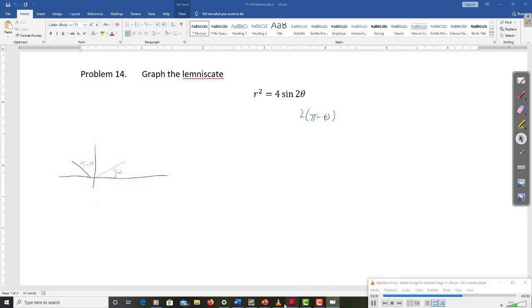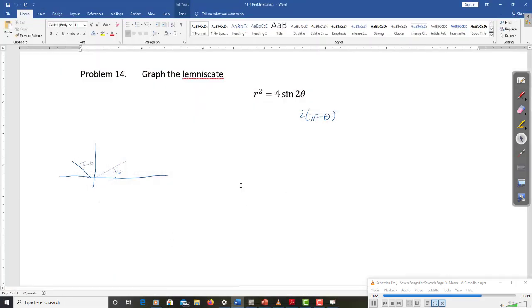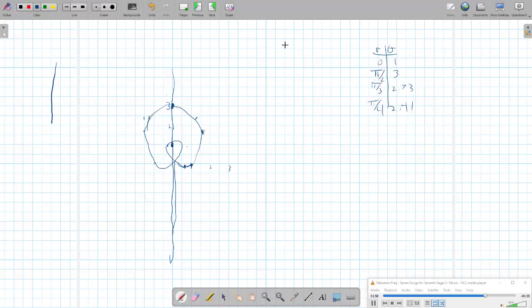As far as the y-axis goes, let's see. Replace theta with pi minus theta. We already went through that. Negative r, negative theta. The negative theta will cause a problem. The negative r won't. Symmetry about the origin. Replace r with negative r. Yeah, that'll work. Replacing r with negative r will do nothing because it's squared. So it's symmetric about the origin. So with that in mind, we really only have to graph one of them.